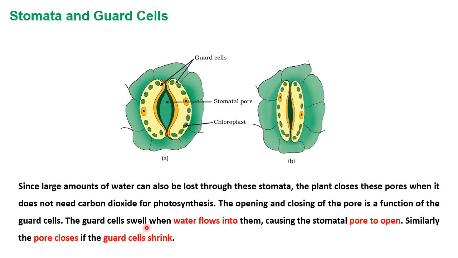Now guard cells swell when water flows into them. When water flows inside the guard cells, they swell, causing the stomatal pore to open. The stomatal pore is open when water is flowing inside. Similarly, the pore closes when guard cell shrinks. When water leaves these cells, the pore will close. Okay, so it is dependent on amount of water inside the guard cells. Okay, all right.